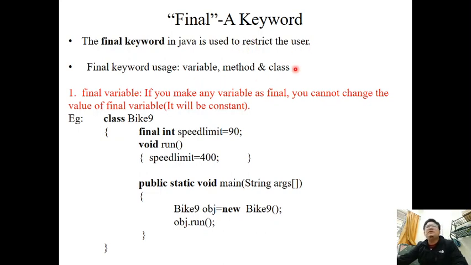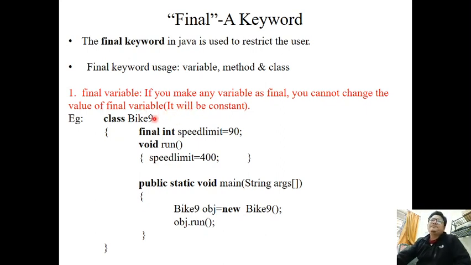So what are the various restrictions that are made whenever you add the final modifier to a variable, to a method and to a class? We'll see one after another. Firstly, we see what happens when you add a final keyword to a variable. If you make any variable final, you cannot update or change the value of the final variable. It will become a constant.